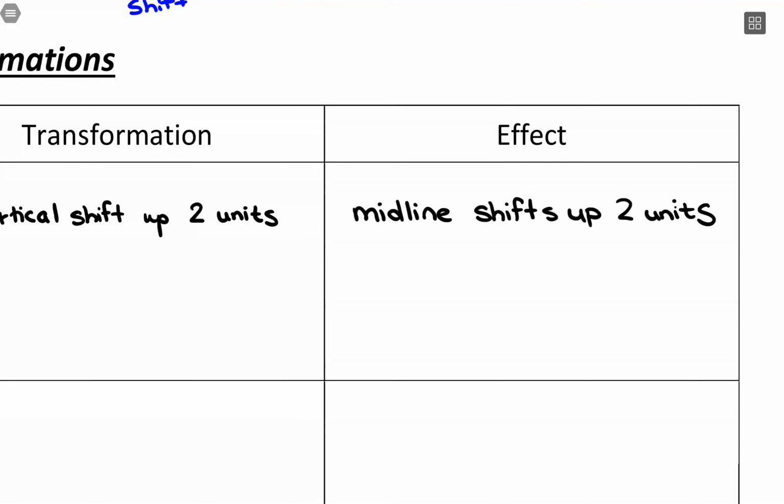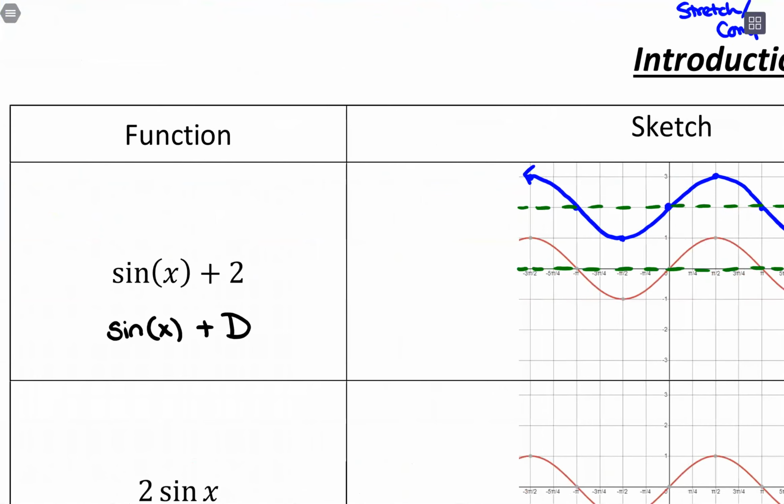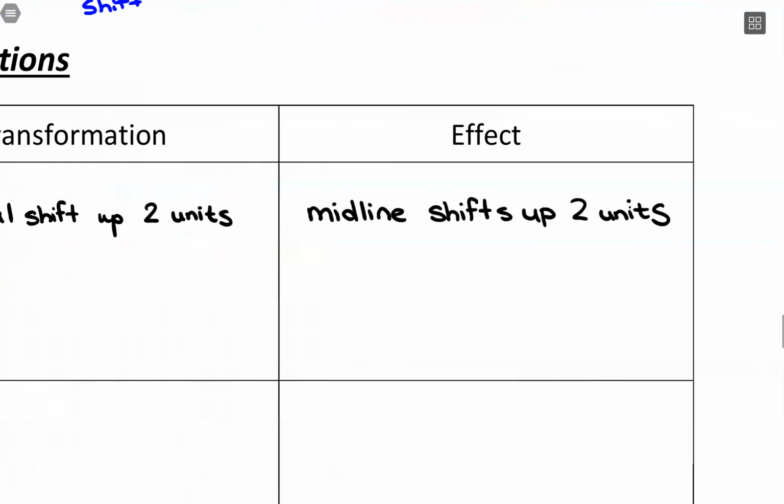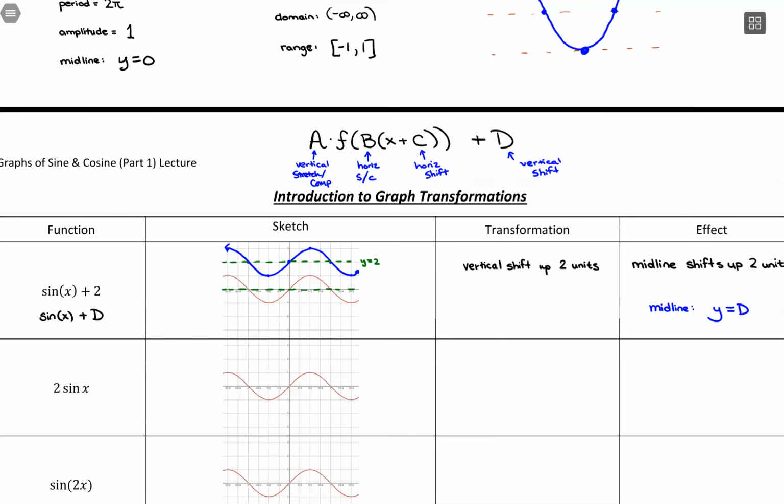So if we have this sine of x plus d, whatever d is coming through in our graph, that's going to determine our midline. It's y equals d. If it's positive, then it's on the positive side of our x-axis. If it's negative, it's shifting down, which would be on the negative side of our x-axis. So with that, if we're adding and subtracting something outside of our trig function, that's the effect. It moves our midline.